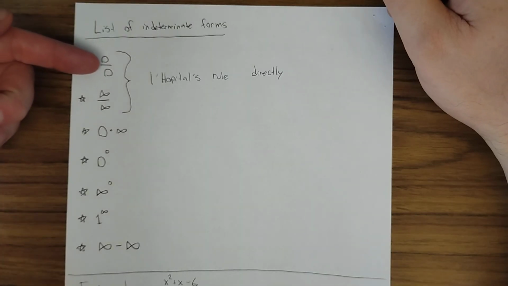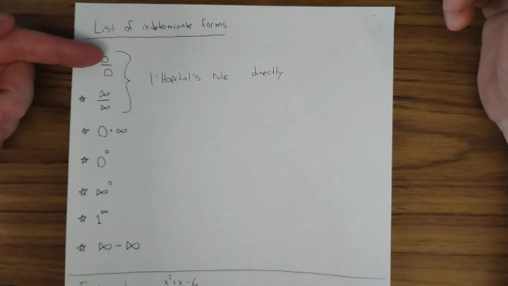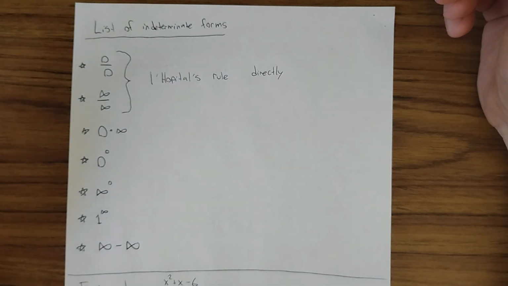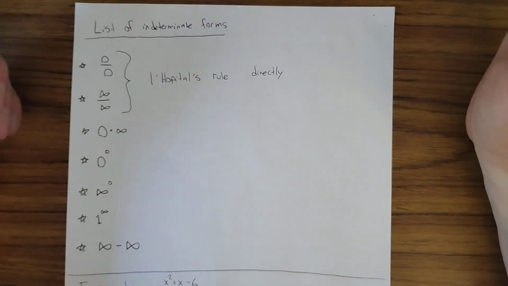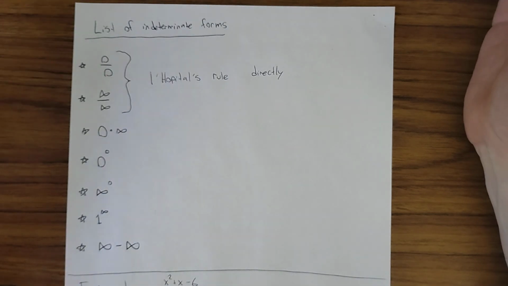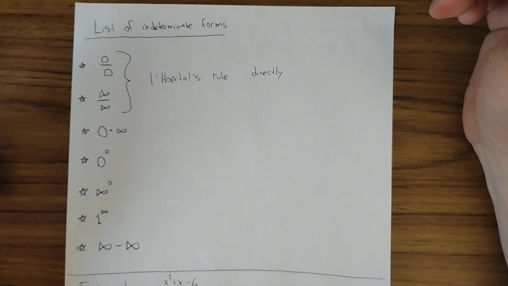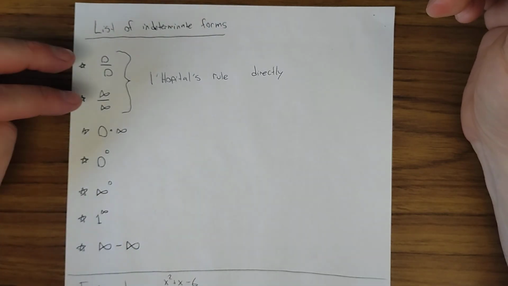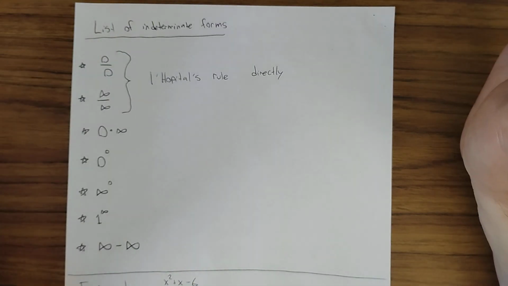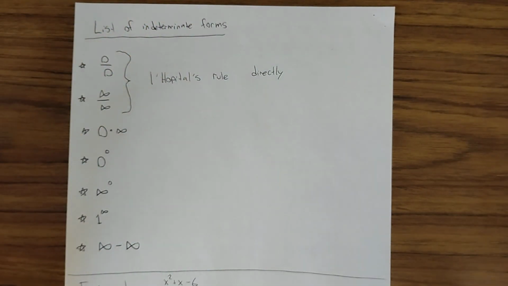So 0 over 0, when I write that, that means that we're talking about a function that goes to 0 divided by another function that goes to 0. We're not literally talking about taking 0 and dividing it by 0. Similarly, infinity over infinity, that's another indeterminate form. And when I write infinity over infinity, infinity could mean negative infinity. When I use this notation, I'm not distinguishing between infinity and negative infinity.